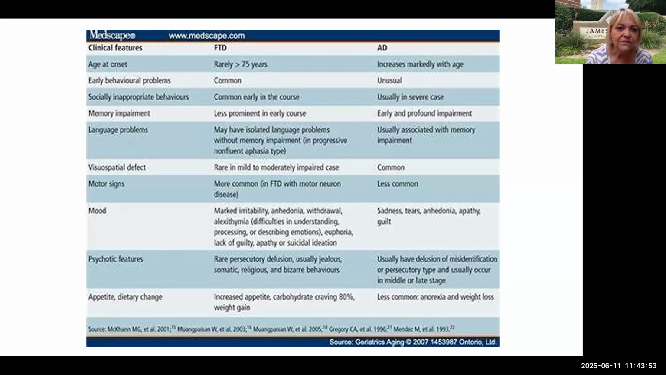Early behavioral problems, common in FTD, unusual in Alzheimer's. Socially inappropriate behaviors, very common in FTD. In Alzheimer's disease, it can happen, but it's usually just in really rare or severe cases. And by socially inappropriate, I mean saying things, doing things, the filter's gone. Don't say that, don't do that, yes, say that, yes, do that. But they are still driving, they are still working.